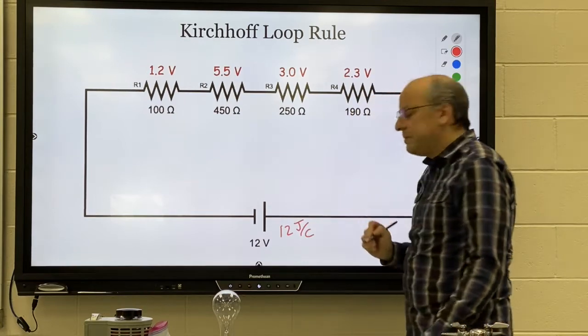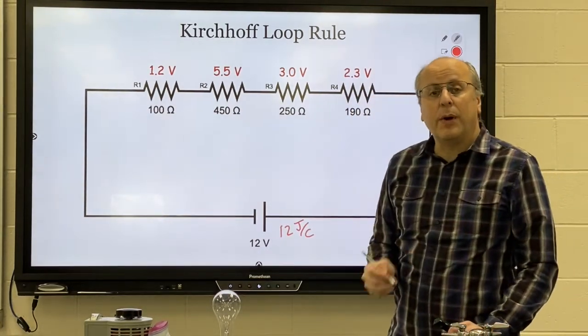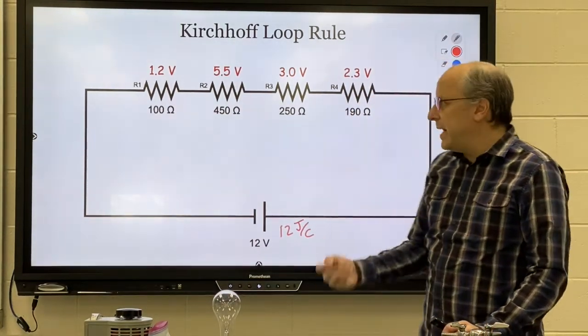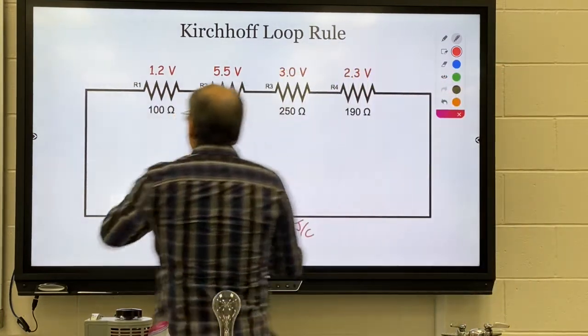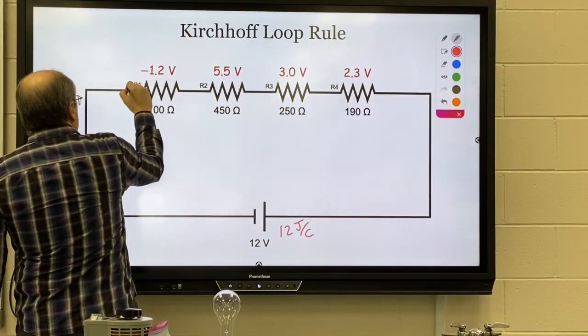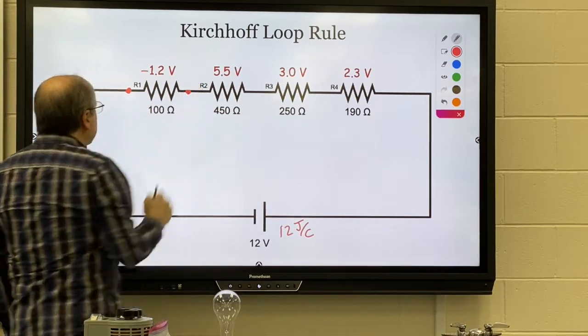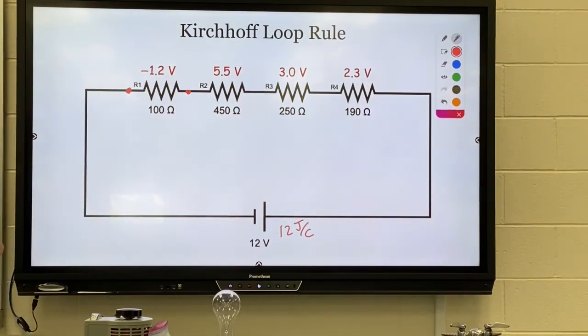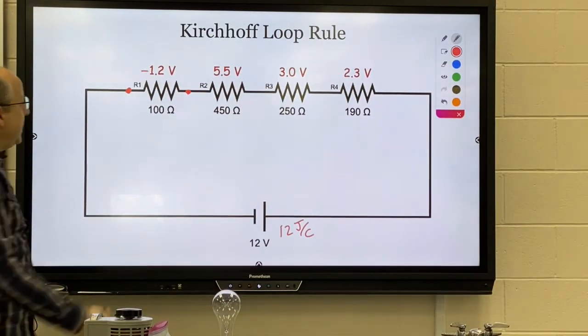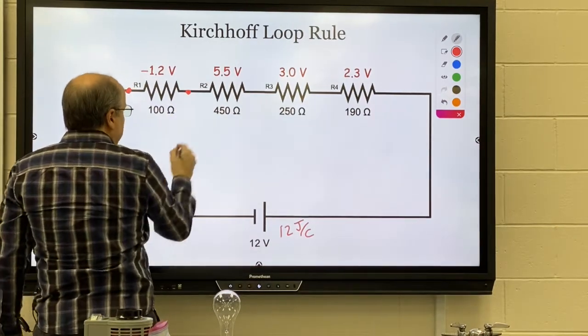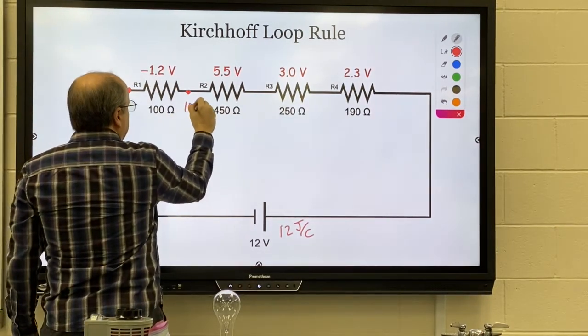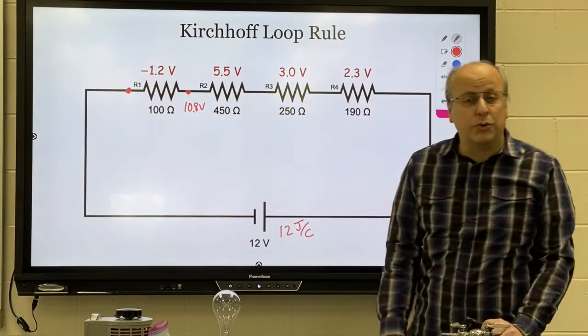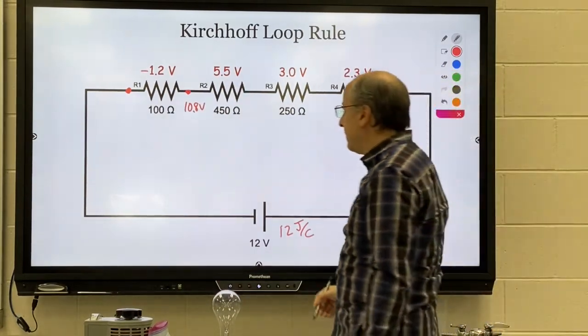Okay, so again, inside this battery, every coulomb is gaining 12 joules worth of energy. In this one, we are losing. As we go from one side of the resistor to the other, we lose 1.2 volts, meaning when we emerge on the other side, we are down to 10.8 volts. 10.8 joules worth of energy per coulomb.